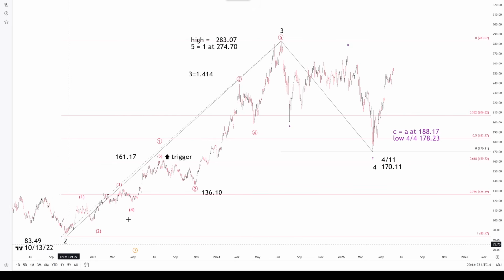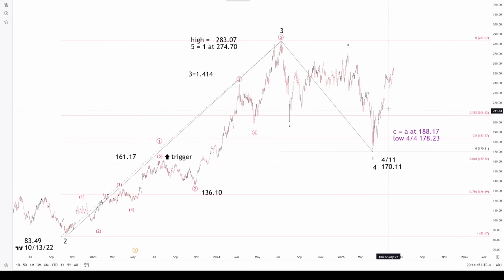Low. We've got a 1 red in a circle, 2 red in a circle, 3 red in a circle, 4, and 5 to make the larger degree wave 3. Okay, so far we have an ABC correction, which fell between the 50% and the 618. It was 170.11 right there. You can see it.